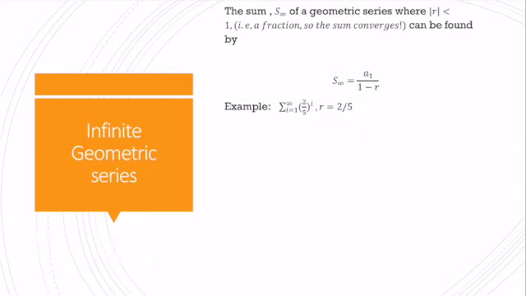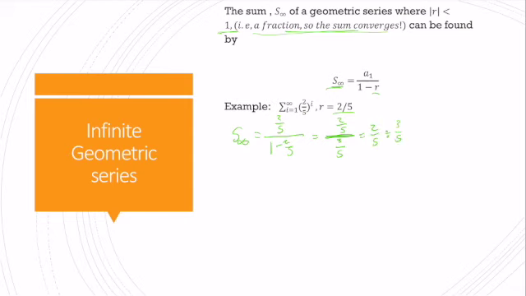So the sum of a geometric sequence where r is less than 1, right, that's a fraction, can be found because s sub infinity equals a sub 1 over 1 minus r. So let's go ahead and go through this example. In this case, I have s sub infinity equals a sub 1, well, 2/5 to the first power would just be 2/5. So a sub 1 over 1 minus r, which is 2/5, gives me 2/5 divided by 3/5.